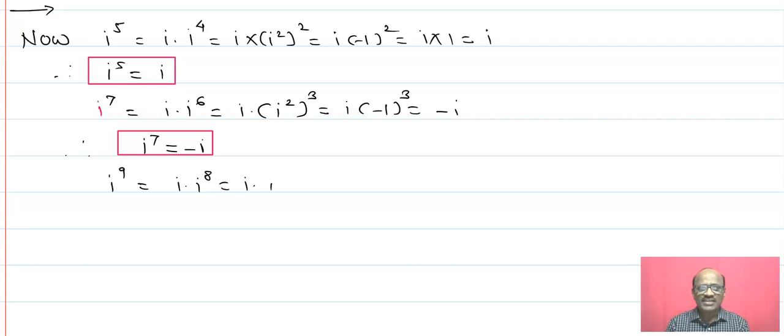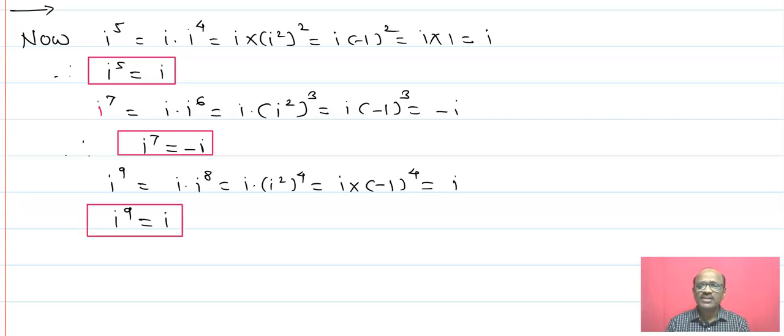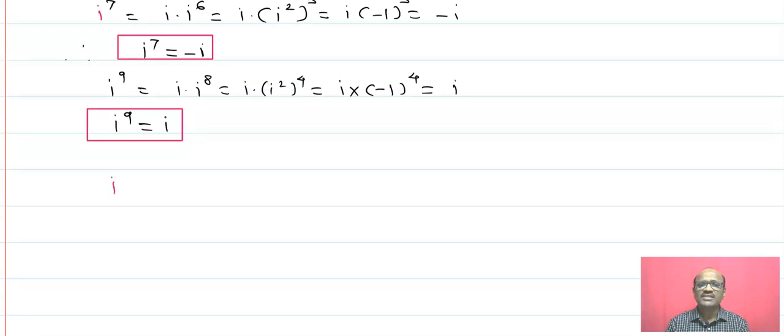i raised to 9 can be written as i into i raised to 8. That is i into (i square) whole raised to 4. Therefore, i into (minus 1) raised to 4. Minus 1 raised to 4 means 1. 1 into i is i. Therefore, i raised to 9 is i.